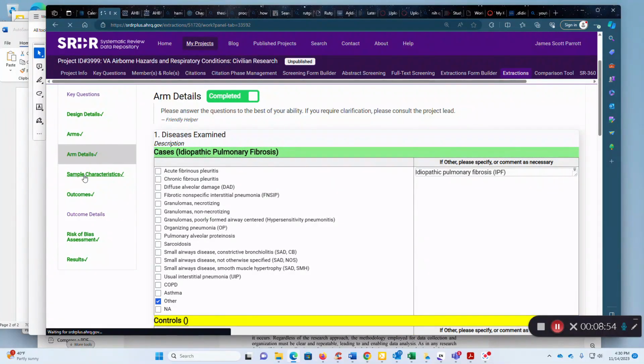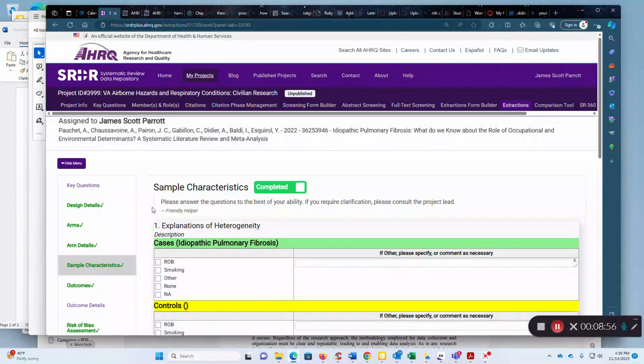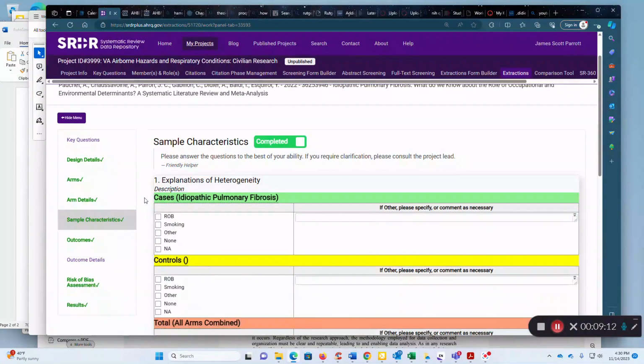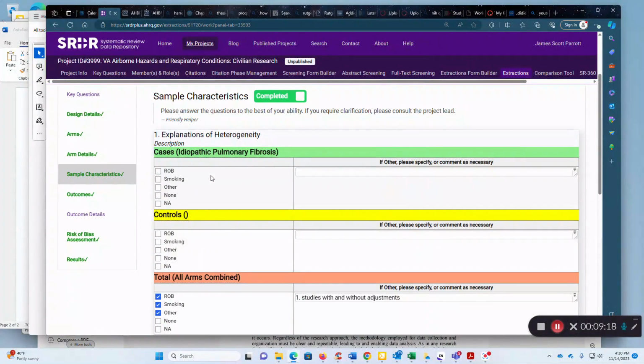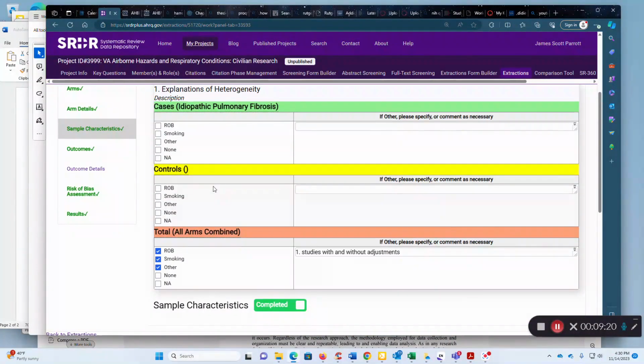Sample characteristics. Now, if you're used to extracting for, say, standard systematic reviews where you're pulling from RCTs, clinical trials, epidemiological data, you'll know that we are talking about the people that were in the sample. In this case, we're not. What we're really talking about is characteristics of the study. So what they did in this study was, how did they explain heterogeneity?